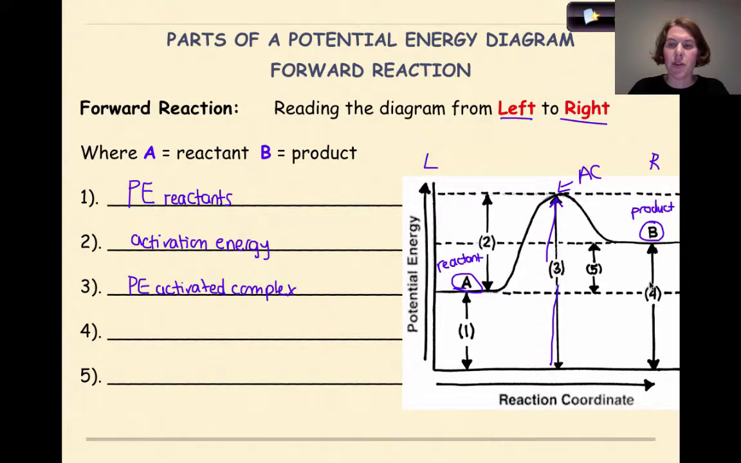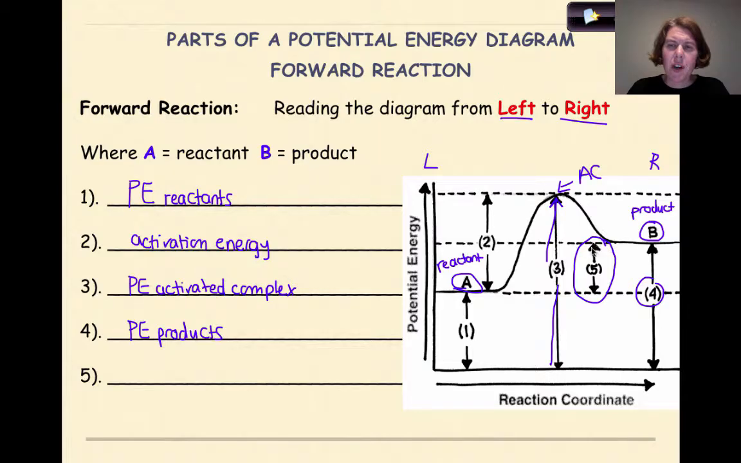What is 4? Here's 4 over here. 4 is the potential energy of my products, which is right here. And then finally is 5. And 5 is located right here.